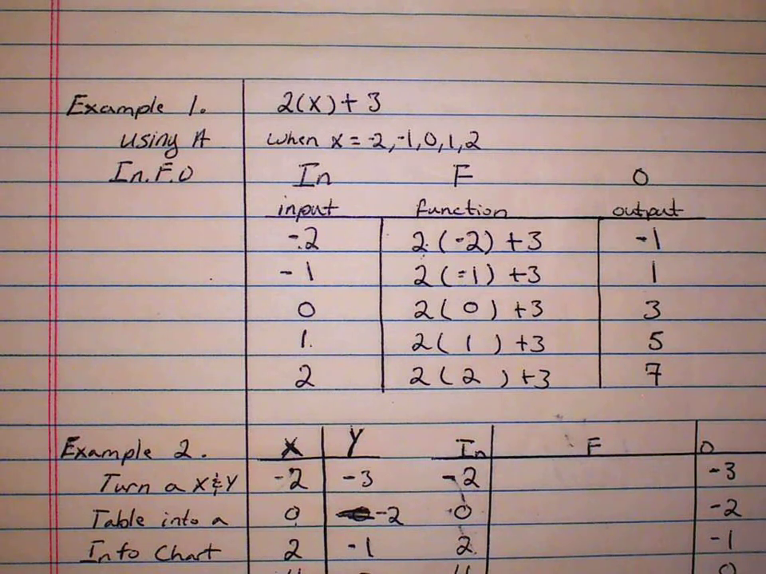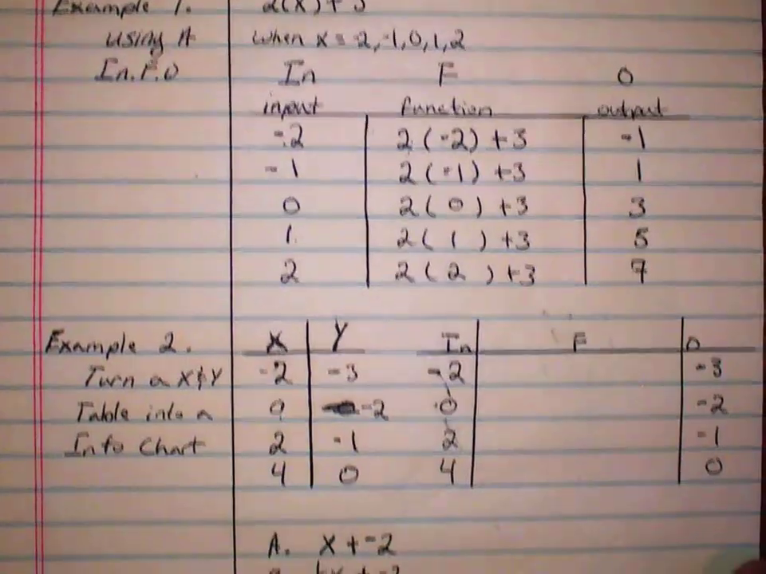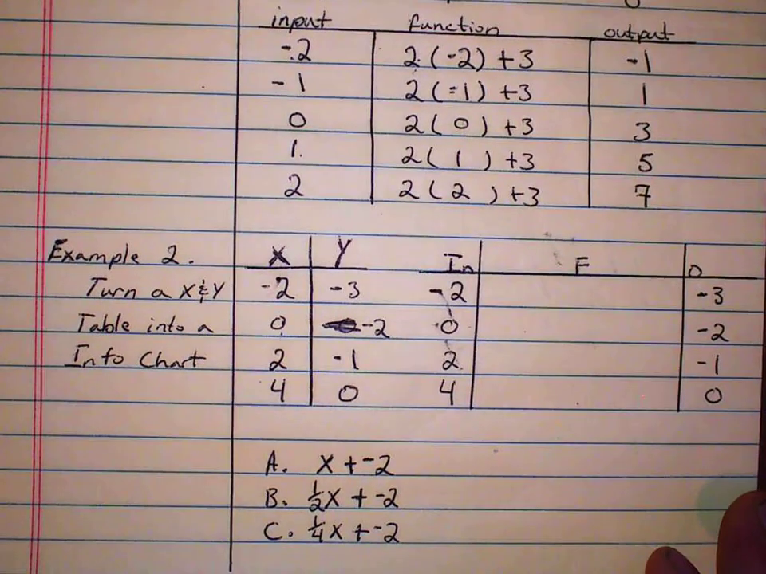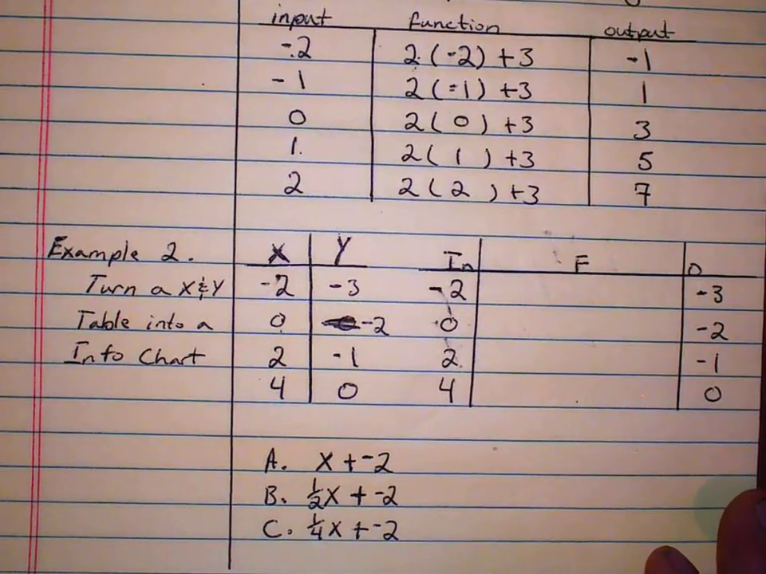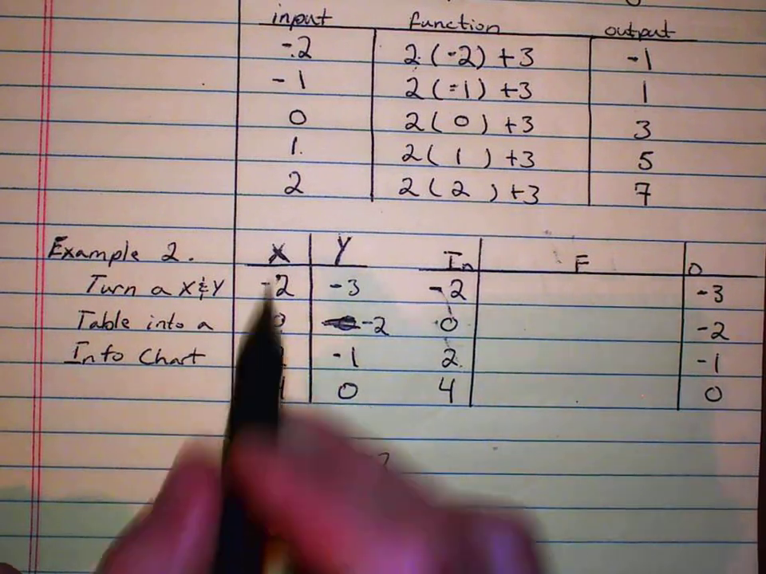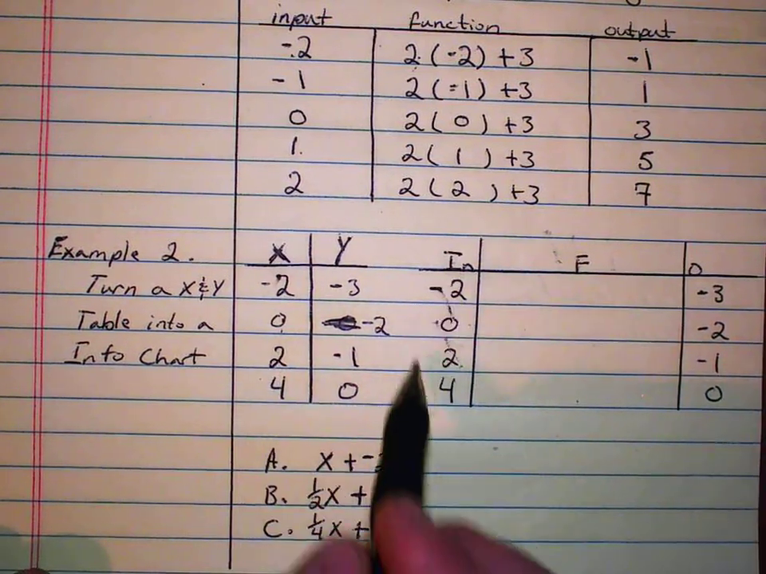That's all an info chart is. It's an input to a function to an output. IN.F.O. Okay? Let's look at example number 2. We're going to take an X and Y chart and turn it into an info chart. An X and Y chart is nothing more than an input column and an output column.